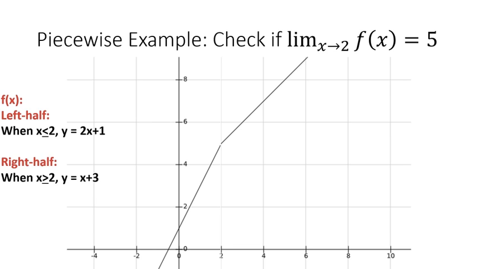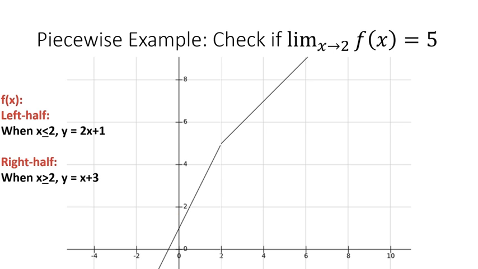These one-sided limits come in handy for piecewise functions. As you can see here, there are 2 different pieces to my function. To the left of x equals 2, my function is 2x plus 1, and to the right of 2, it's x plus 3. We want to verify that the limit of this whole function when x approaches 2 is 5, so we have to look at both sides.